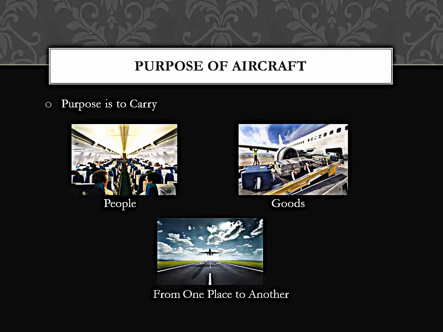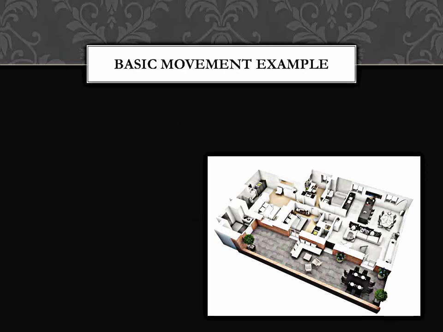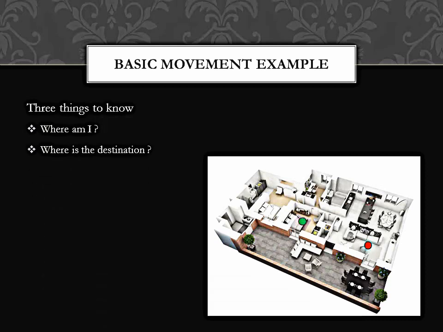But how does the movement take place? Let's see. Assume that we are at home, sitting on a couch in the hall. In case we have to move to a particular bedroom inside the house, how do we move? The movement requires three important factors. First, you need to know where you are at any point of time. Second, we need to know where the destination is. And third, we also need to know the route from the hall to the bedroom. These are the three things that are important for us to know how to move.